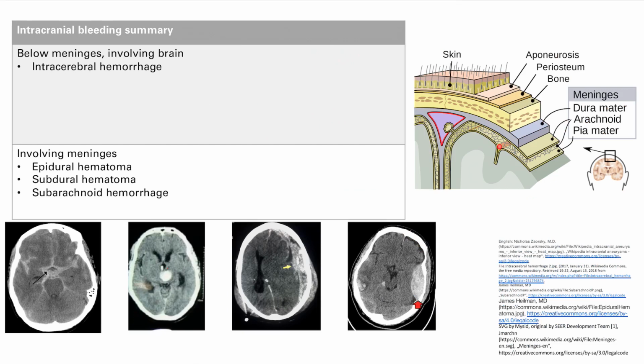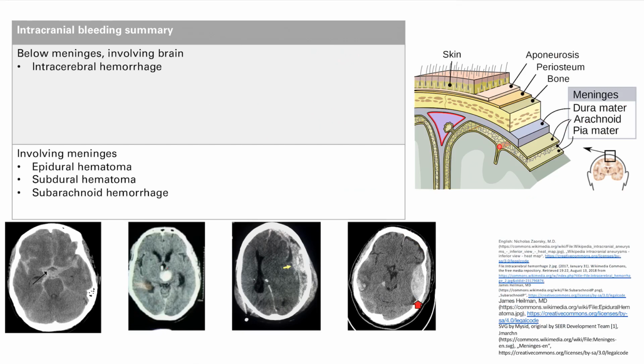I like to divide it into either the stuff below the meninges, so it involves the brain, and that would be the intracerebral hemorrhage. And do you remember what causes it? Remember, there are many causes of intracerebral hemorrhage. We covered a few of them. Do you remember what any of these were? Remember, there was the Charcot-Bouchard aneurysm ruptures due to hypertension, and then there was the cerebral amyloid angiopathy in elderly patients, and then the arteriovenous malformations in younger patients.